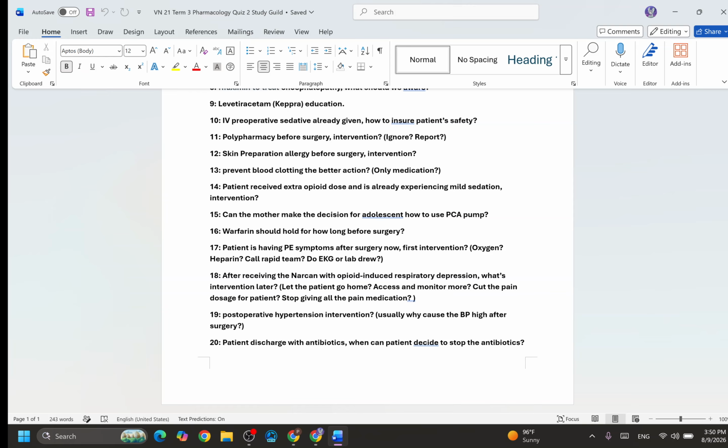So 17. The patient is having PE symptoms, like pulmonary embolism symptoms, after surgery right now. So your first intervention will be what? Okay, so I know you want to do the assessment. But assessment is not in this question. So just pretend we did the assessment already. So what's your first intervention? Do you want to give some oxygen first?